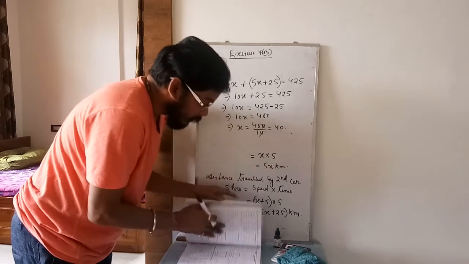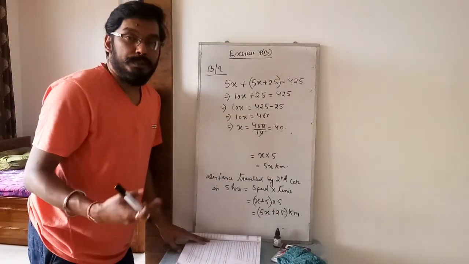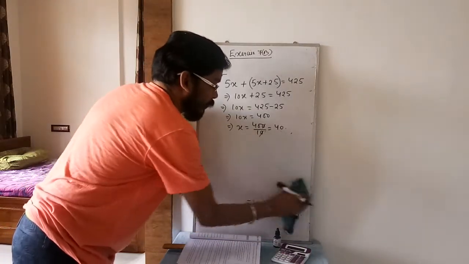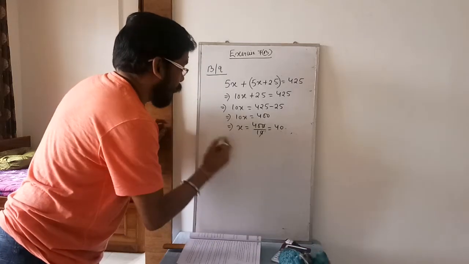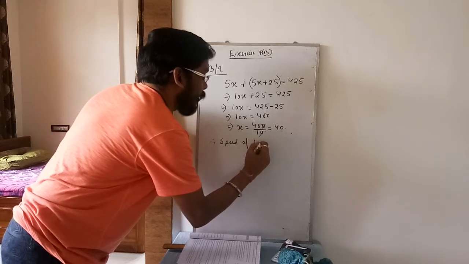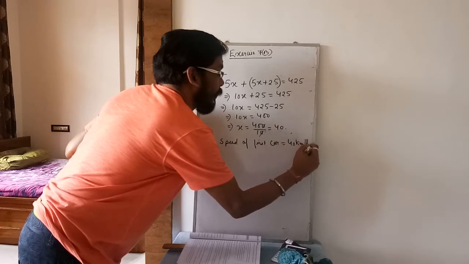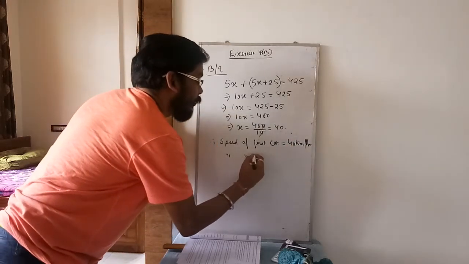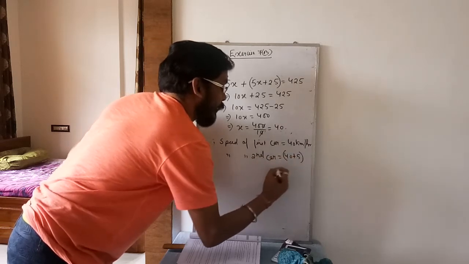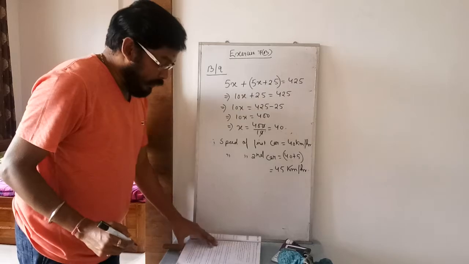Question number 17. Okay, so you got the value of x. x is the value of the speed of the first car. So the last statement will be: therefore, speed of the first car equal to 40 km per hour, and speed of second car is 40 plus 5 equal to 45 km per hour. Take the screenshot.